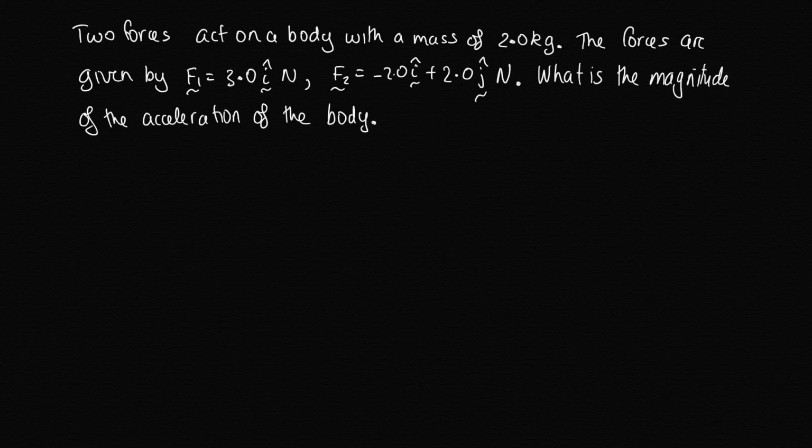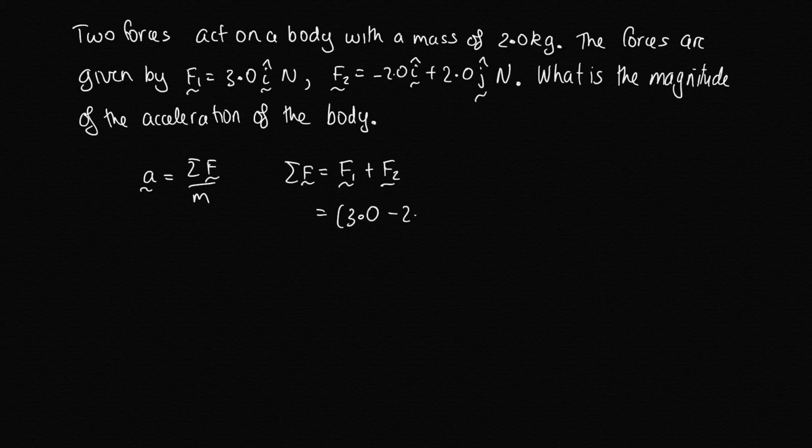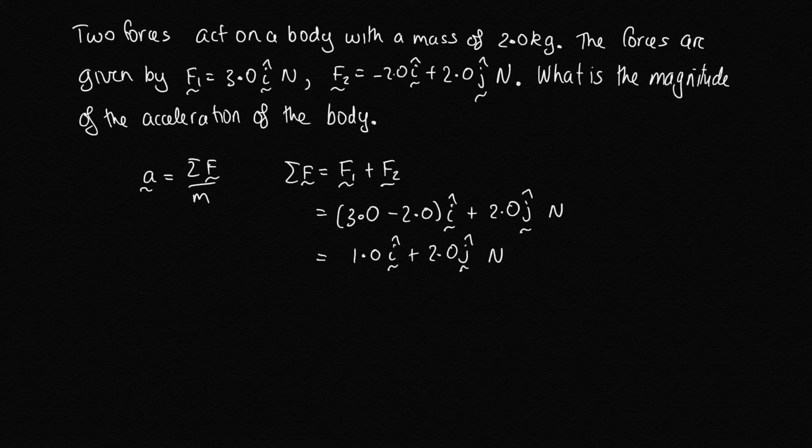So to answer this one, we're going to need to use Newton's second law that tells us that the acceleration is equal to the sum of the forces over the mass. So in this case, the sum of the forces is equal to F1 plus F2. And so this is equal to 3.0 minus 2.0 i plus 2.0 j newtons. And so this is equal to 1.0 i plus 2.0 j newtons. So we've now got the sum of the forces.